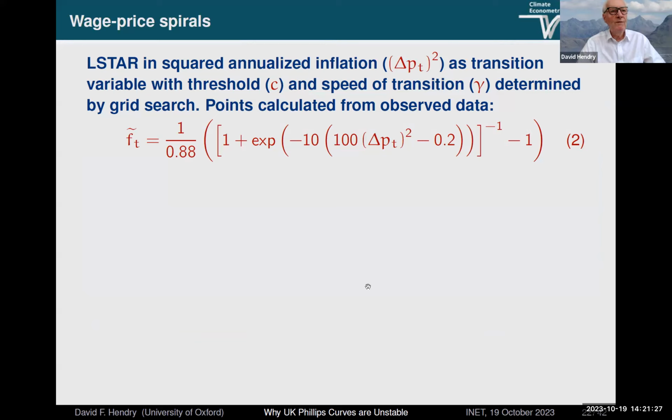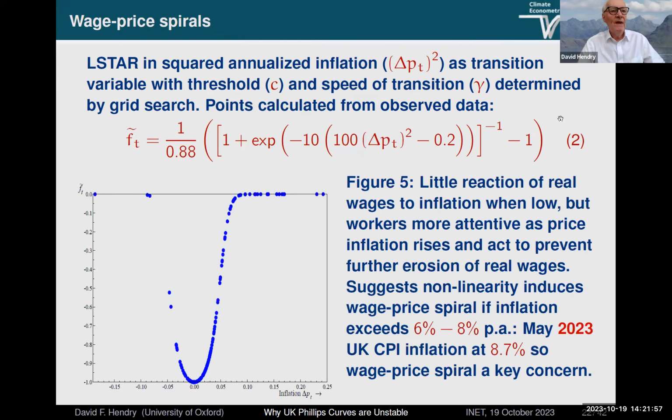Then we have a term for wage price spirals, and this is a logistic smooth transition autoregression, squared annualized inflation. So this is annual inflation as a transition variable, and there's a threshold C and a speed of transition gamma, which we estimate, and these come out to be 0.2 and 10. And the points are calculated from the observed data and scaled by 0.88. So this varies between 0 and 1, given the units in the annualized inflation. So that creates this U-shaped curve.